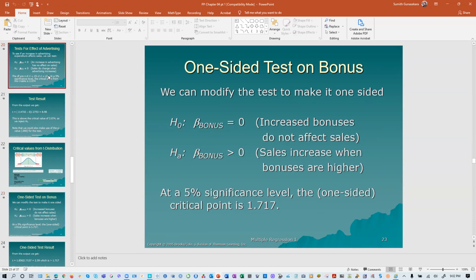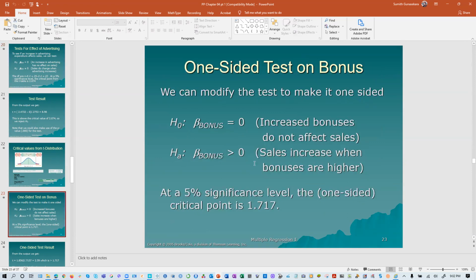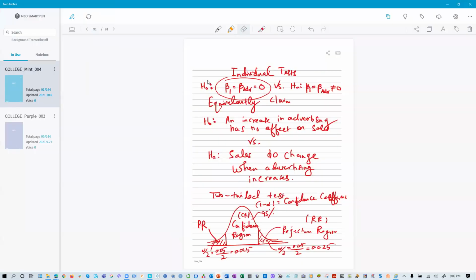Here we simply say that when the advertising increases, sales do change. Change means whether they're going to go down or up, we don't know. That's why we set up a not equal. Here, this is the claim. But in a one tail test, which is called the one tail test, we're going to have only one side. See, it's an individual test. It's a one tail.